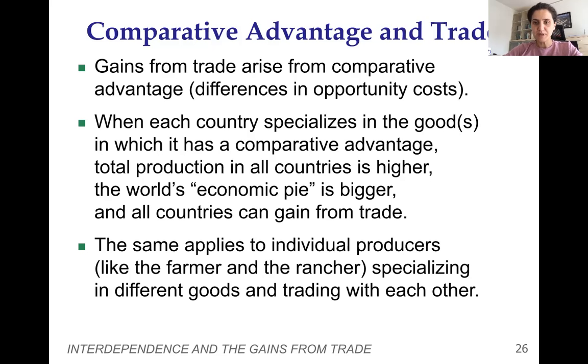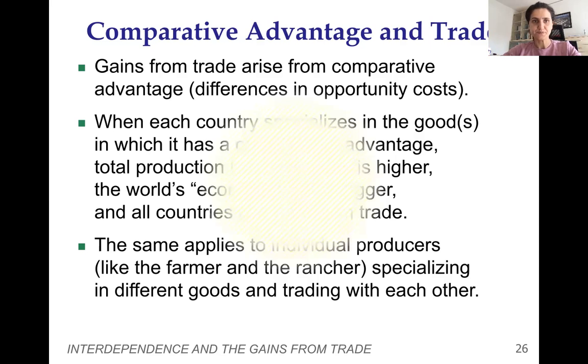The same applies to individual producers like farmer and rancher specializing in different goods and trading with each other. This is what I was telling you, right? During the pandemic, we were trying to be self-sufficient, but in general, the hairdresser is different, the baker is different, right? Everyone specialized on something. This is the same thing. If you are better at a task, you should do that task, in terms of efficiency, as in here.